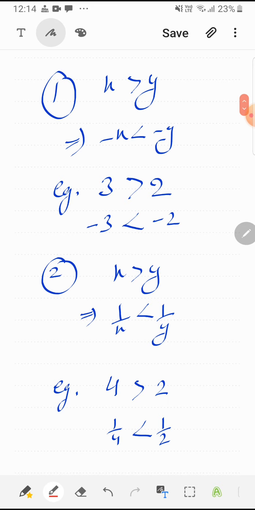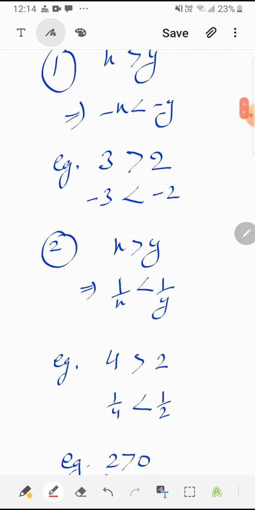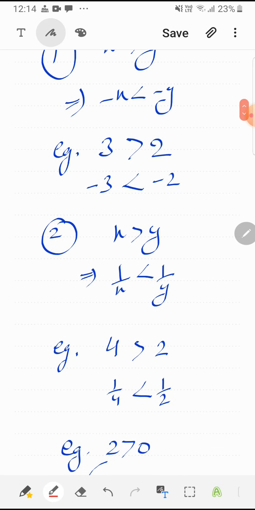Similarly, if x is greater than y, then 1 by x is less than 1 by y. That means whenever the inequality is reciprocated, then the inequality is changed. So 4 greater than 2 means 1 by 4 is less than 1 by 2.